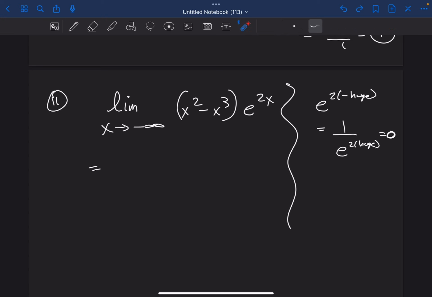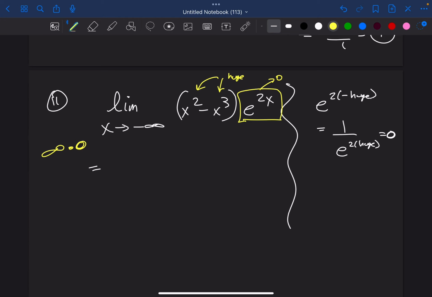As x goes towards negative infinity, what is this piece doing? It's going to e to the 2 negative huge. That negative in the exponent is 1 over e to the 2 huge. But if you take 1 and divide it by a really big number, it goes to 0. So this piece is going to 0, but if you put in negative infinity here, that's going to go to really big huge. That's squared, so that's also going to really big huge. So this thing is going to infinity times 0. And what do we do with infinity times 0?